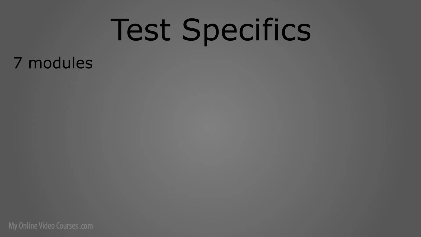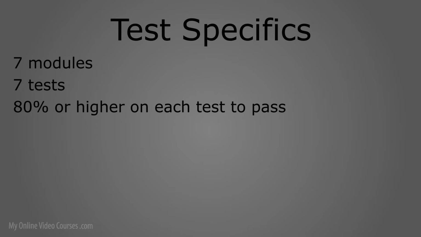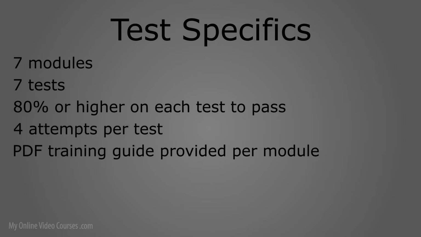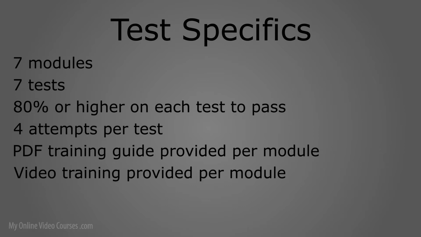The test I took had 7 modules with their own test, and I had to pass each test to achieve the advanced status. A passing grade of 80% or higher on each test was required, and I could only take each test 4 times. Additionally, Intuit provided a PDF training guide for each module as well as video training. I read online that this test was challenging for some, and I decided to incorporate what I read along with my own ideas to create a workflow with the intention of passing this test the first time. So let's take a look.